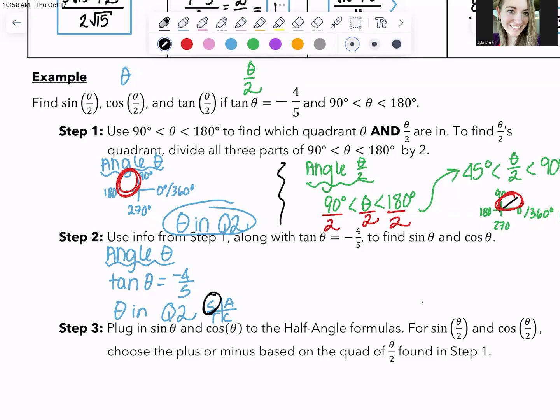So sine is the one that's positive. I need to find sine and cosine of angle theta. Sine of angle theta will be positive. Cosine of angle theta will be negative. And then I have this information that tangent is opposite 4 over adjacent 5.